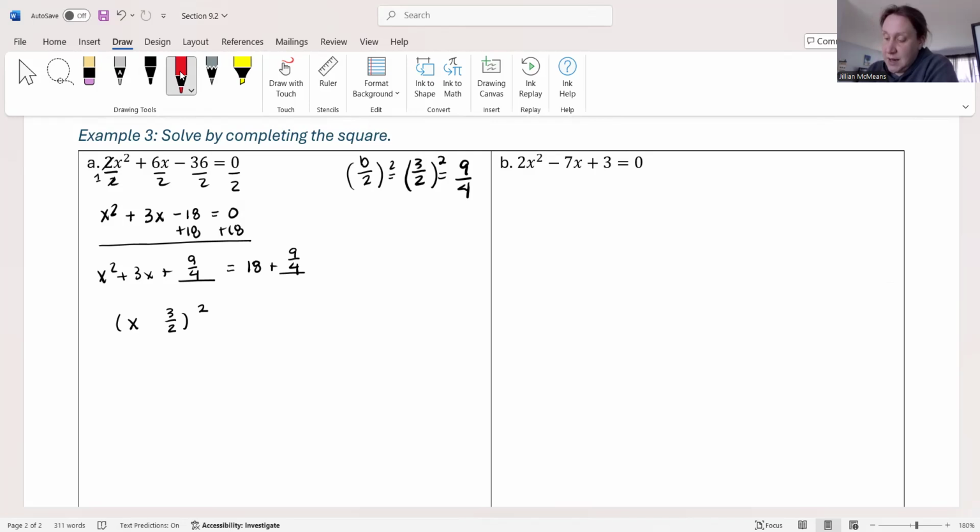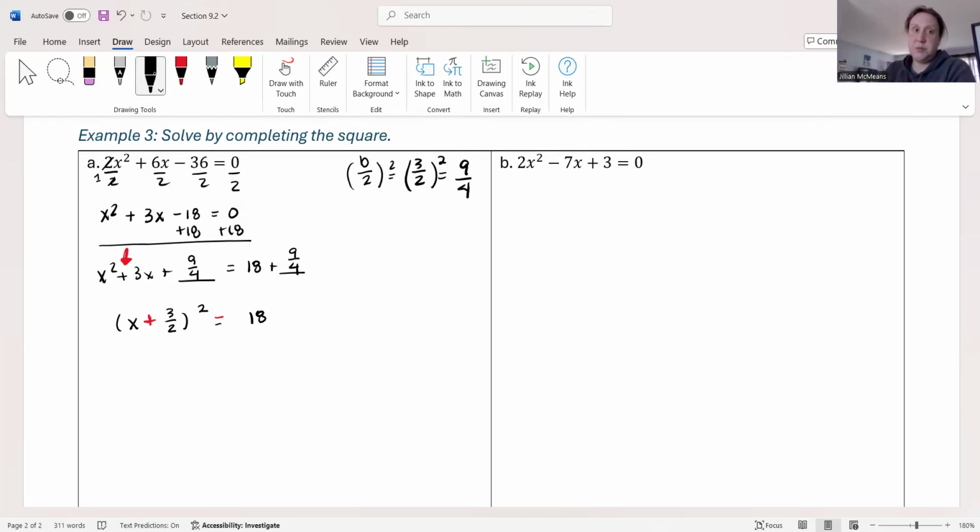Okay? And then this sign right here tells us whether we add or subtract in this binomial. Since we're adding up here, we want to add down here. So that's the easy part. The part where it maybe becomes a pain is where we have 18 plus 9/4.